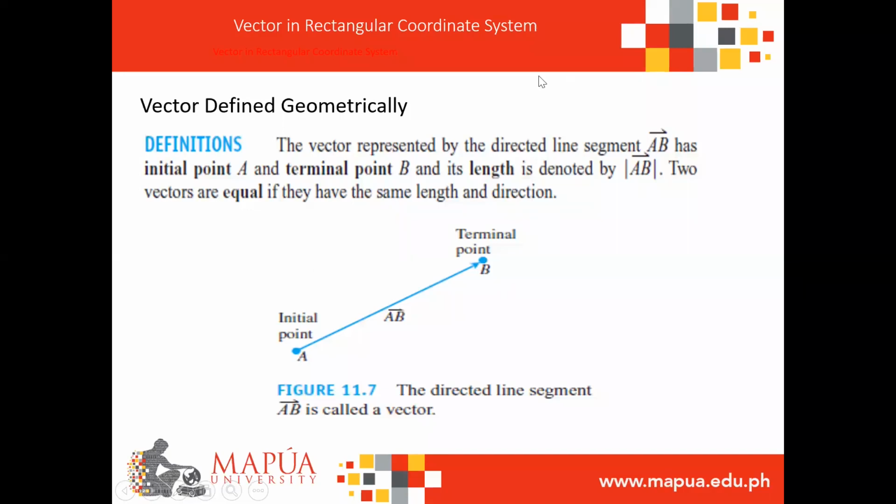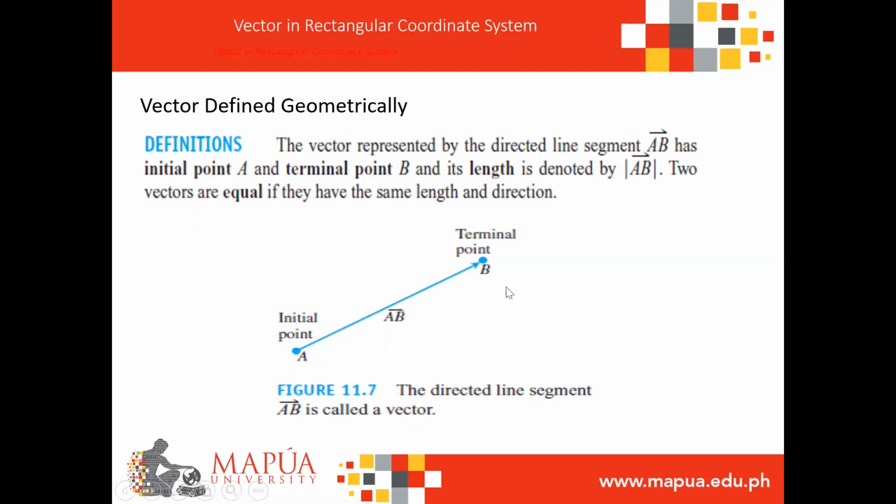We have here now vector in rectangular coordinate system. So we have here a vector defined geometrically. The vector represented by the directed line segment AB has initial point A and terminal point B, and its length is denoted by the symbol, like an absolute value, AB, with an arrow. Then we say that two vectors are equal if they have the same length and direction.